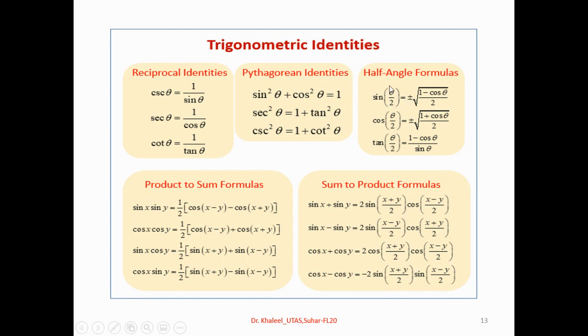Then we have the sine half, that is a half angle formula. This is the product to sum formula, that is the product of two functions, how we convert it into sum or difference. Sum to product, that is sin x plus sin y, how you convert into product formula. So these are reciprocal, Pythagorean, half angle, product to sum, and sum to product. These are also very helpful in finding the derivative and integration at the later stage.